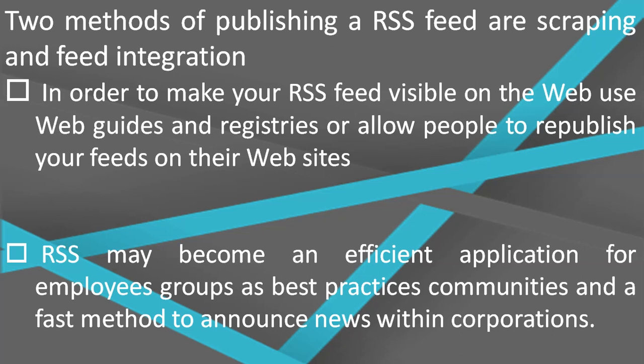Two methods of publishing an RSS feed are scripting and feed integration, in order to make your RSS feed visible on the web, in web guides and registries, or to allow people to republish your feeds on their websites. It means from your news sites, anybody can republish your news, and you can also republish the news from other sites. So this is done with the help of RSS and syndication.